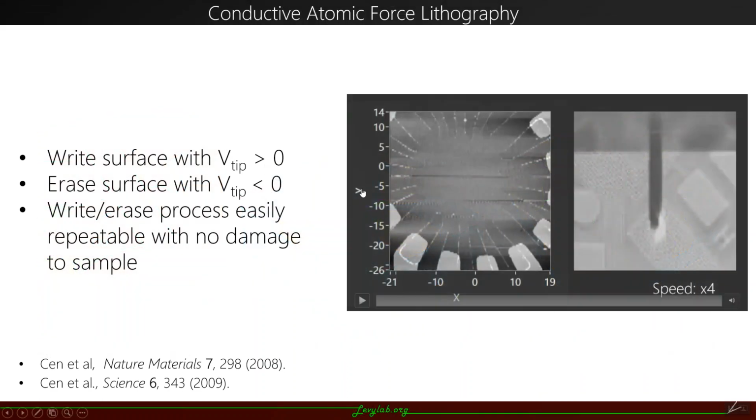We do this through a technique known as conductive atomic force lithography. By applying a positive voltage to an atomic force microscope tip and dragging this positively biased AFM tip across the surface of the sample, we locally transition the 2DEG from its base insulating phase to the conducting phase. By applying a negative voltage to the AFM tip and dragging it across the sample, particularly over areas that we've already written with a positive voltage, we're able to erase the conducting channels, returning the 2DEG to its insulating phase.